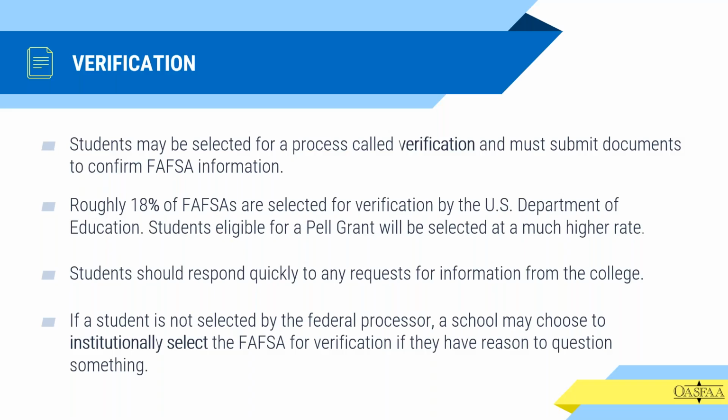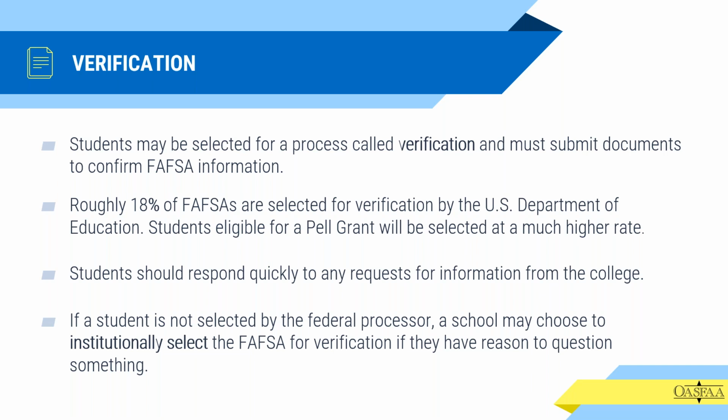Verification, obviously, is a process. If you've been working with students for a while, they may have come in and said, my school's asked me for copies of this and copies of that. And if they're asking for tax return information or other certain forms, the student has probably been selected for the process called verification. Roughly 18% of FAFSAs are selected by the Department of Ed. Students eligible for a Pell Grant will be selected at a much higher rate. So they do look at those students that might be grant eligible a little bit more, just to make sure.